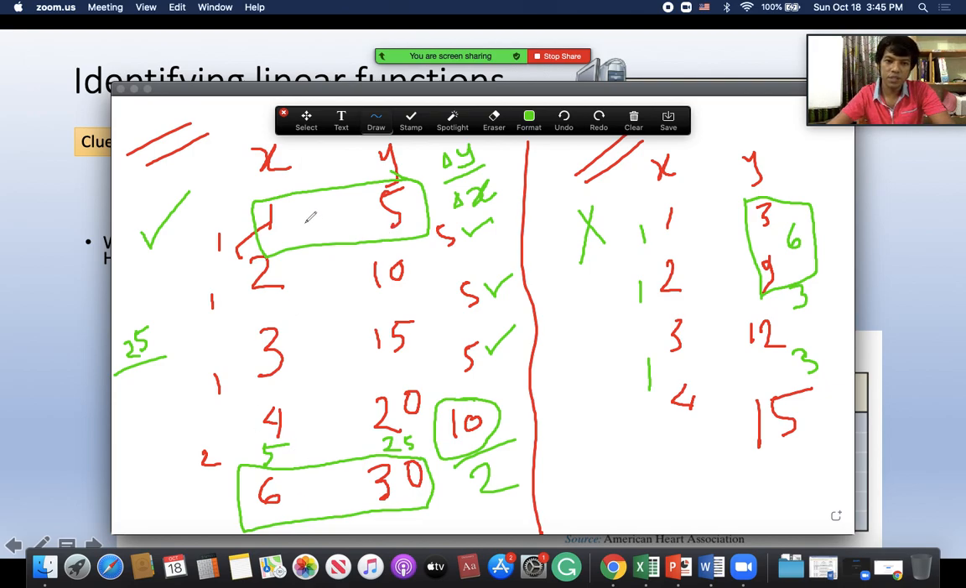Then this is 6, this is 1. 6 minus 1 equals 5. 25 divided by 5 equals 5. See, the average rate of change is constant. No matter which values you choose, if you take the ratio of change in y divided by change in x, it will always be a constant number, always the same number if it is linear. If it is not the same like this, then it is non-linear.